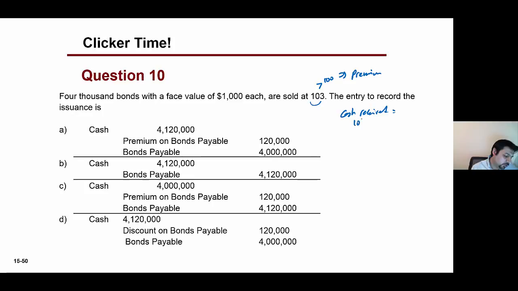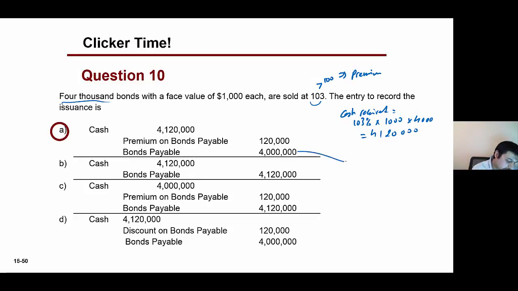Basically, it will be equal to 103% multiplied by $1,000 multiplied by the 4,000 bonds. It was 4,000 bonds, and that amount will be 4,120,000. Out of this, the company will debit cash 4,120,000, will credit bonds payable always the same at face value, and the difference between the two will be a premium. So the correct answer is A.